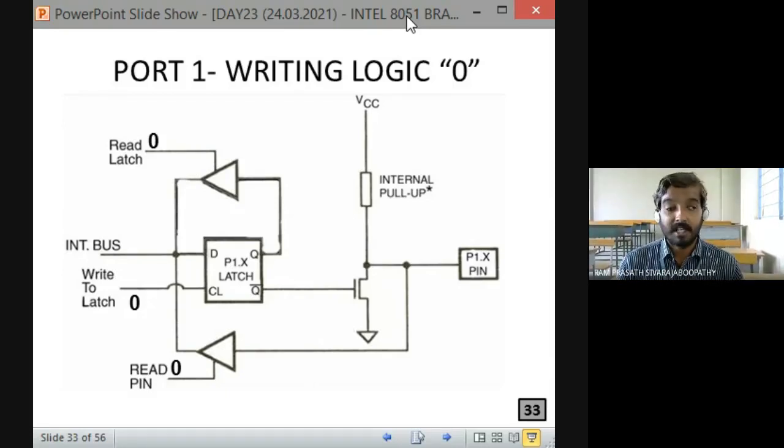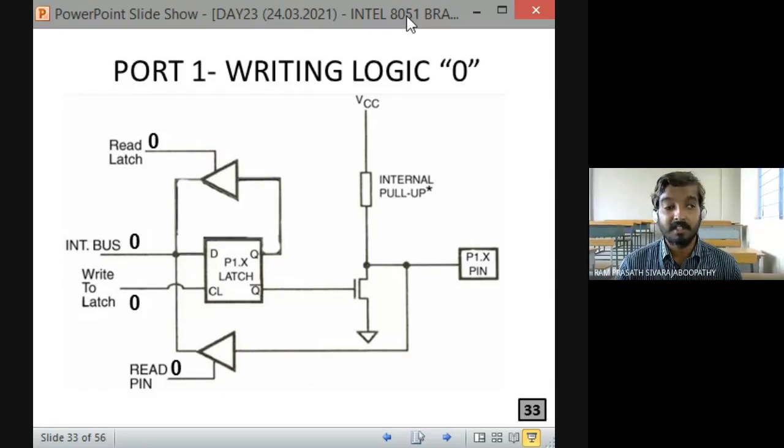Fine. Please listen carefully. First, we write 0 on the internal bus. That means we are going to write logic 0. Will it go inside and get stored in the latch? Will it get stored into the flip-flop now? Whether it will get stored into the latch or not? Yes or no? What is needed so that the logic 0 will get into the latch? Yes, very good, Danya. We have to give a clock pulse.